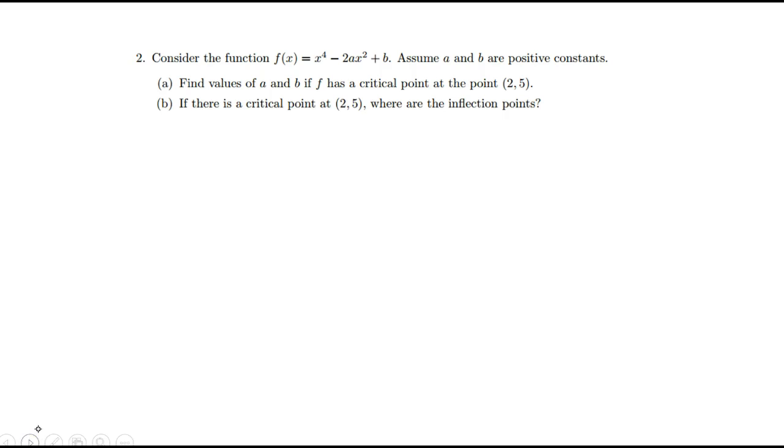Consider this function. If it has a critical point here, what do we know? Well, let's talk about what they gave us here. If it's a critical point, that means the first derivative at 2 equals 0. And because this is a point on the graph, the original function at 2 has to equal 5. They've given us 2 pieces of information.